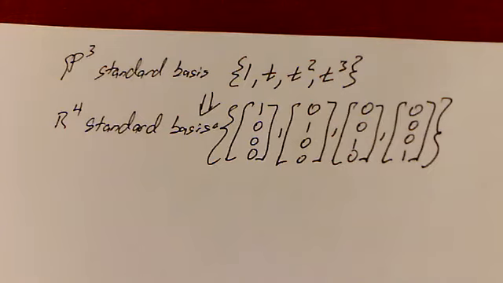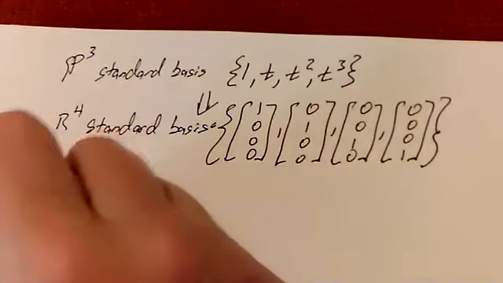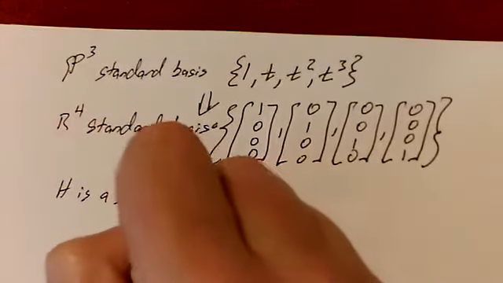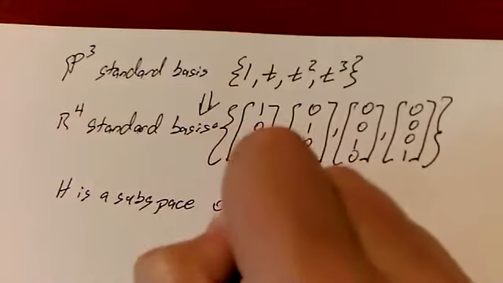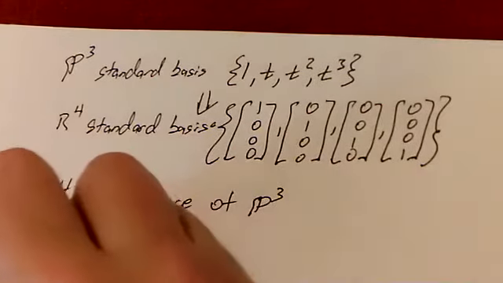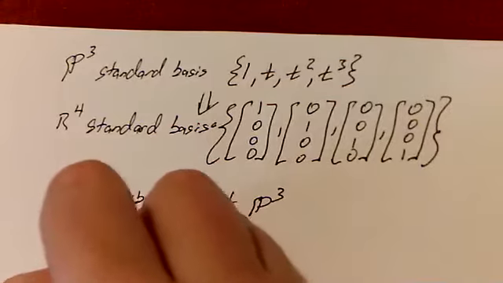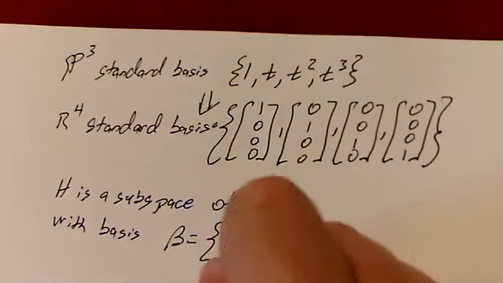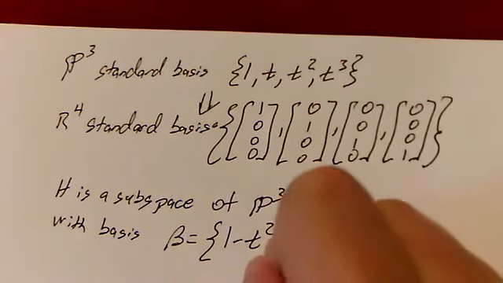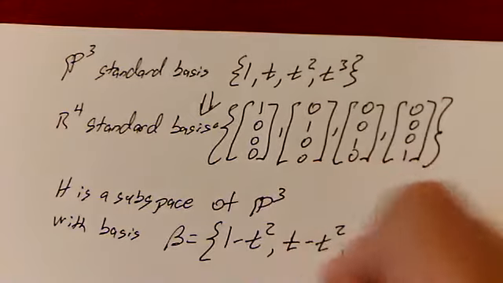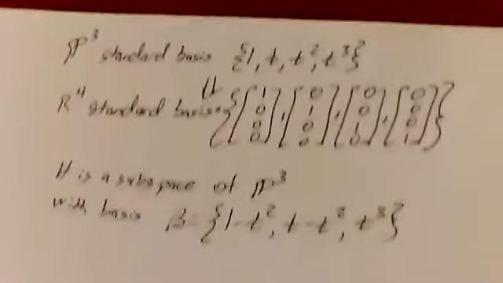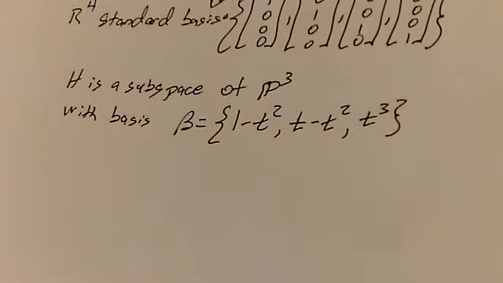But that's not the only basis. I could have a basis. So my space H is a subspace of P3 with basis B, and this basis B has the following vectors: 1 minus t squared, t minus t squared, and then the third one is t cubed. So these are in P3.